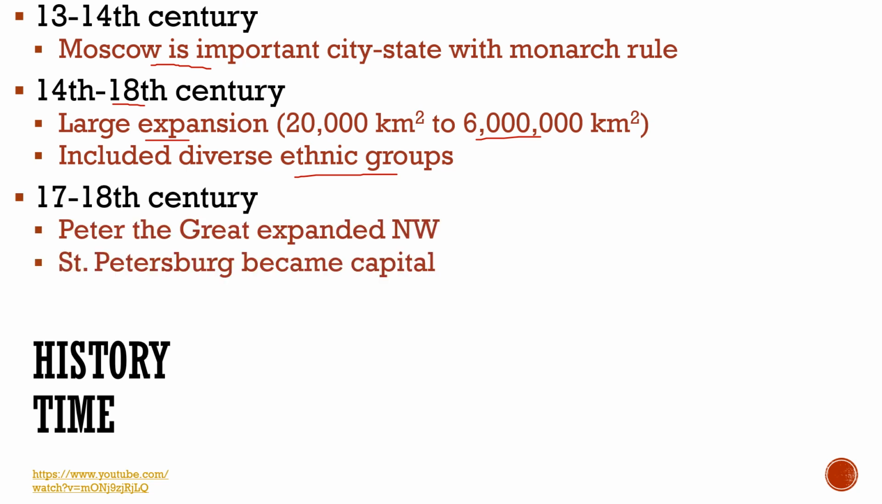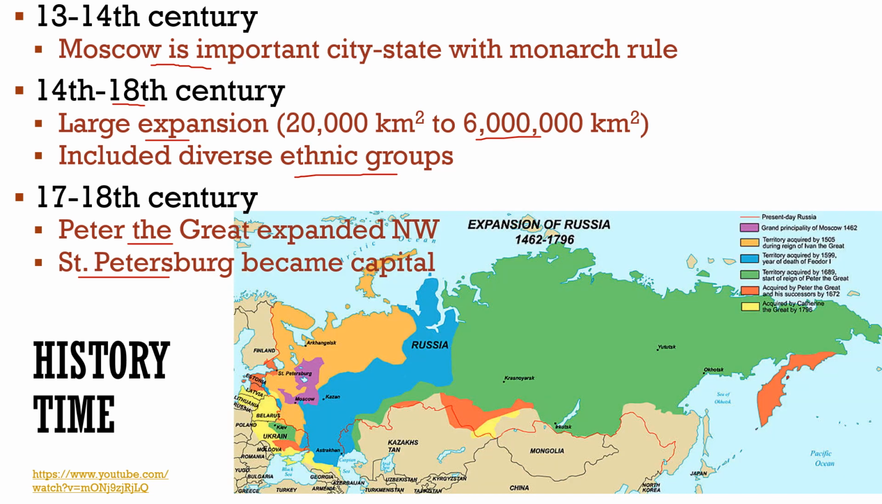So then in the 17th and 18th century, Peter the Great expanded more to the northwest and actually moved from Moscow to St. Petersburg to become the capital. So we can see here in this picture the expansion from 1462 to 1796 of just how all of that was happening. So this large expansion that was occurring.